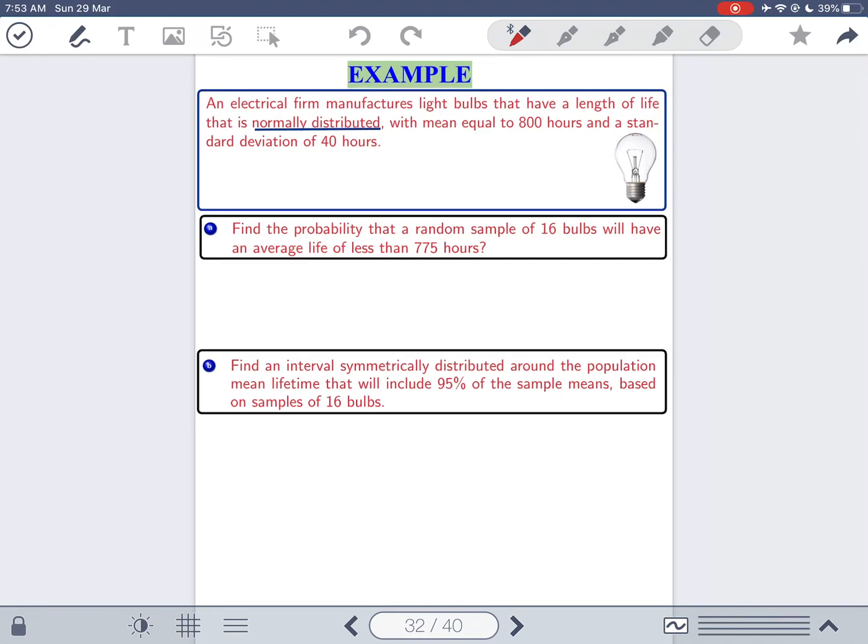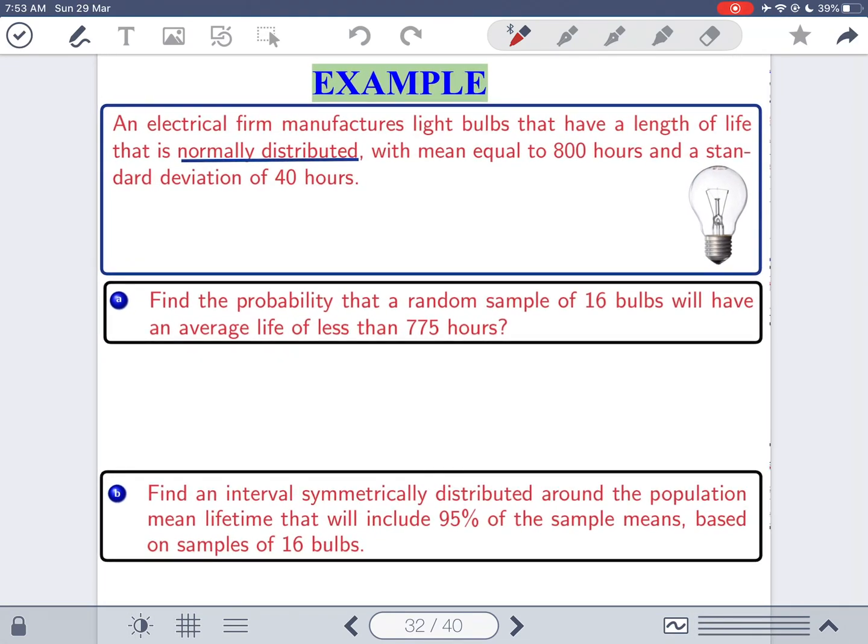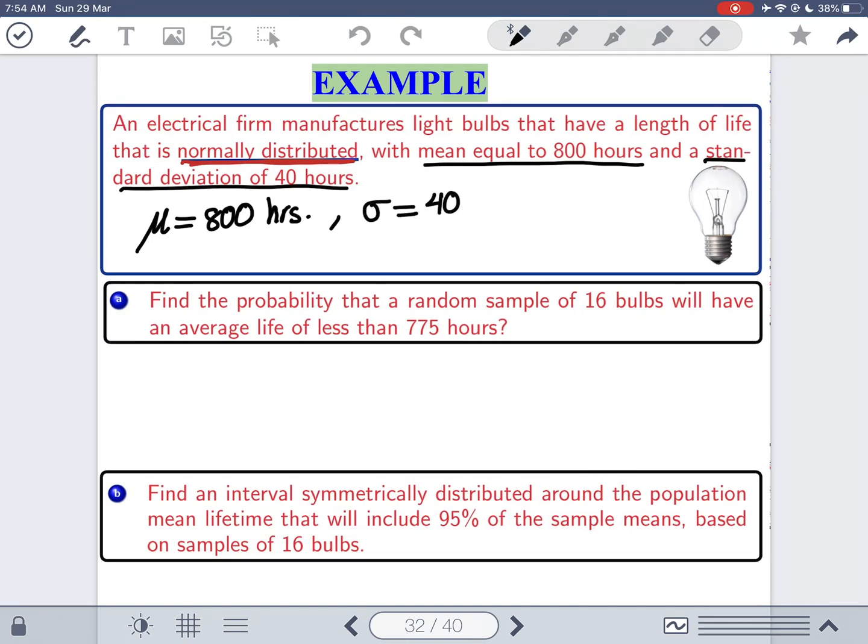Okay, so our first example is this one. An electrical firm manufactures light bulbs that have a length of life that is normally distributed. This is nice to know, normally distributed, with mean equal to 800 hours and a standard deviation of 40 hours. So I will write this as mu, for the population. Mu is 800 hours. Now, 800 hours is approximately 33 days. And sigma, the standard deviation, is 40 hours.